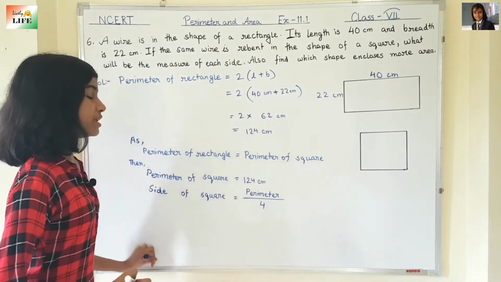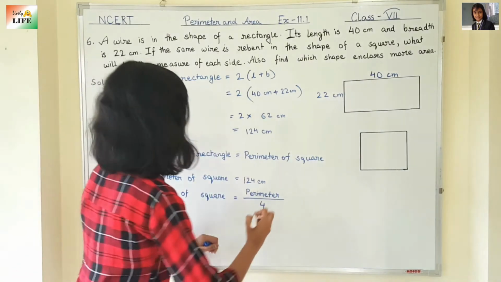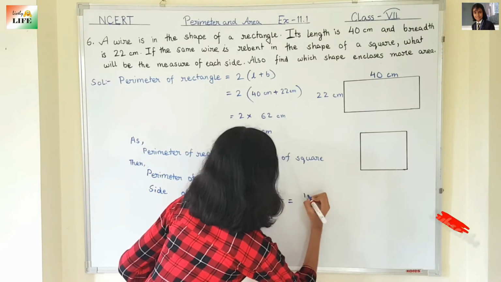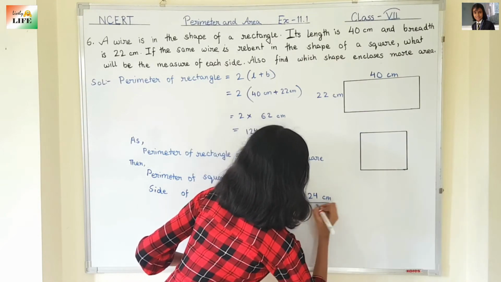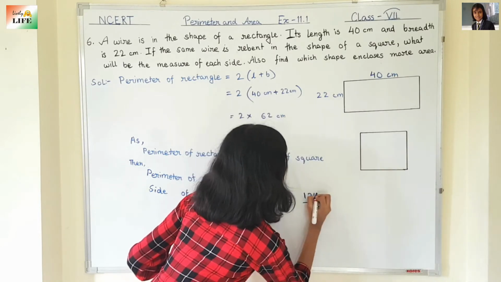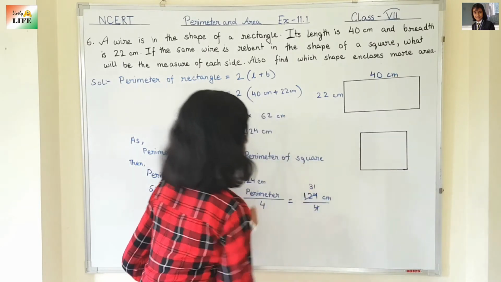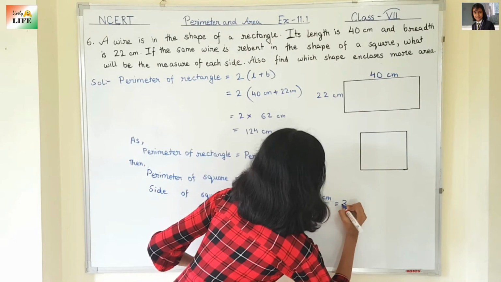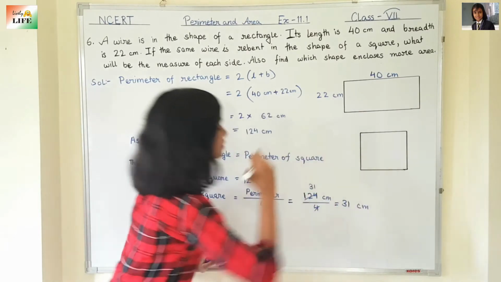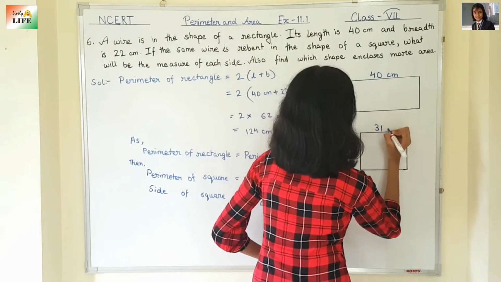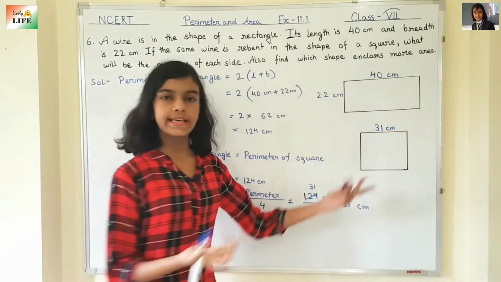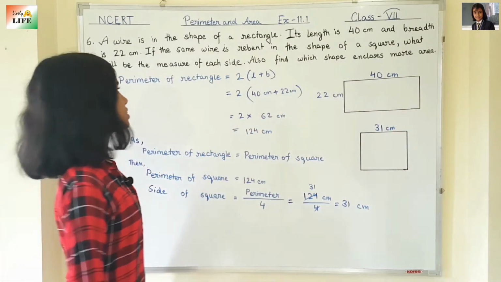Now what is the perimeter? It is 124 centimeter. Divide by 4. 4 3s are 12, 4 1s are 4. It is 31 centimeter, and this is the length of each side. The measure of each side is 31 centimeter. All the sides will be 31 centimeter because this is a square.